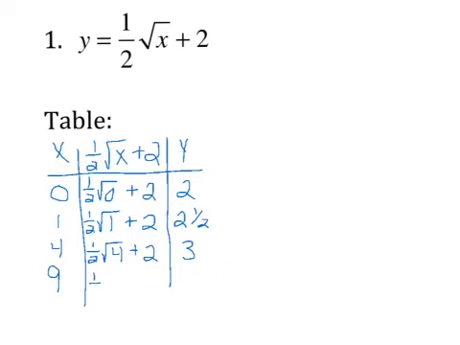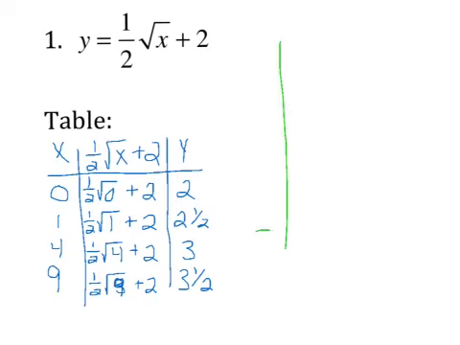And if we plug in 9, the square root of 9 is 3. 3 times 1/2 is 1.5. 1.5 plus 2 is 3.5. So now we are ready to graph.